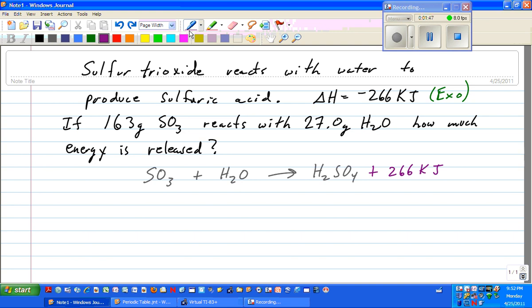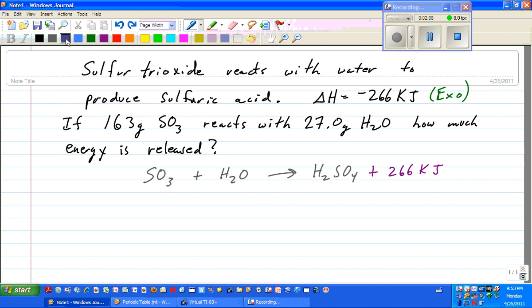Once we take a look at the sign, after that we drop it. When it goes into the equation, it always goes as the absolute value or the positive version of this number. That's why it's positive 266 kilojoules. So now we're ready to go ahead and do our stoichiometry here. This is just like the other limiting reactant problems that we've done.